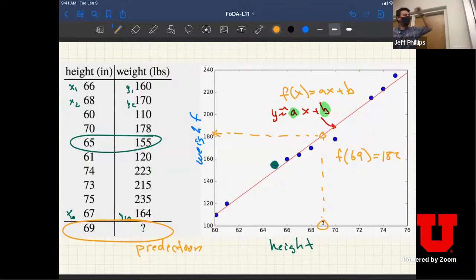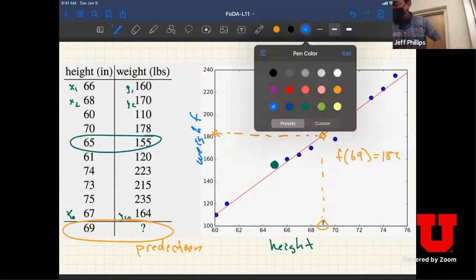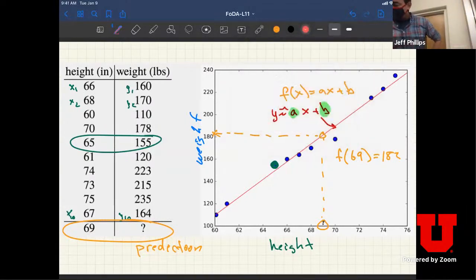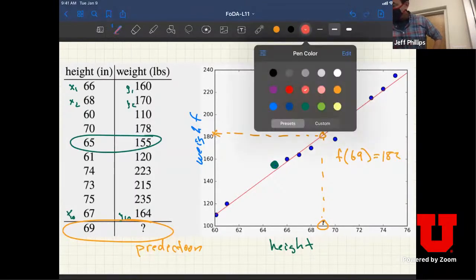One thing that's important about this is that we want to evaluate how well this is working. We want to say how close are the points to the line. That gives us a sense of how well this is working. There are two ways you could try to measure what's going on here. One way, let's pick a good color here, purple.